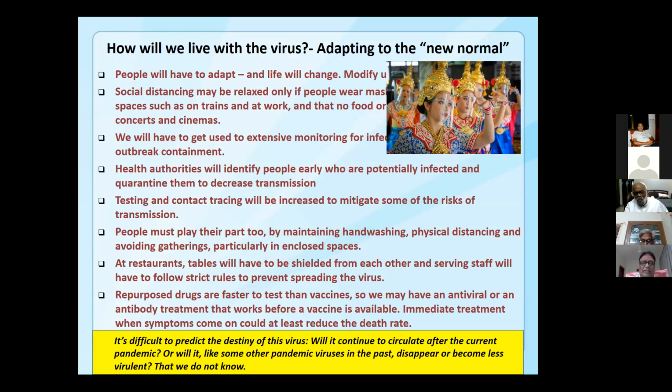It's difficult to predict the destiny of this virus. Will it continue to circulate after the current pandemic? Or will it, like some of the pandemic viruses in the past, disappear or become less virulent? That we really don't know at this point in time.